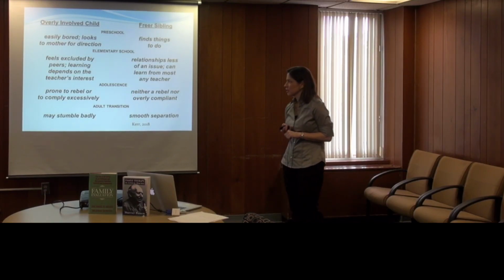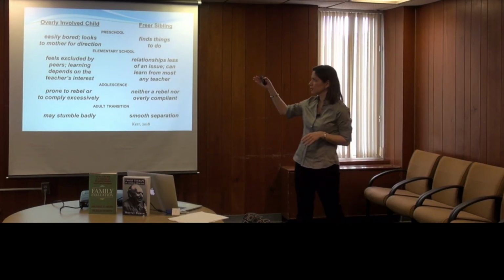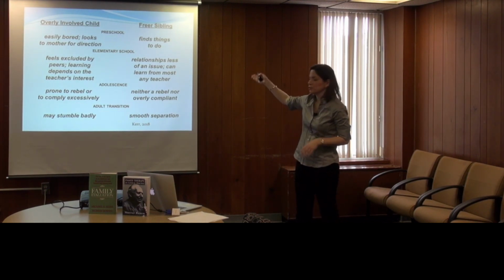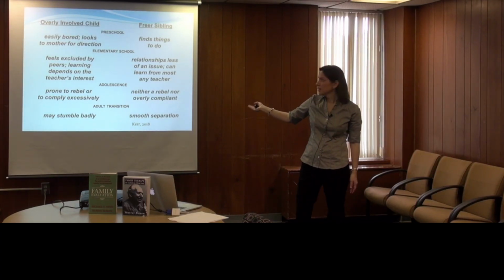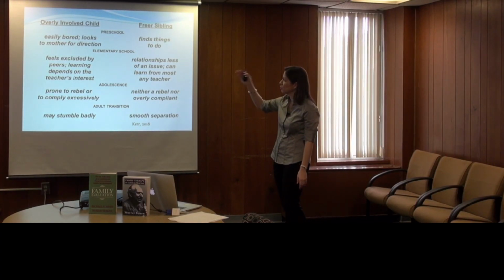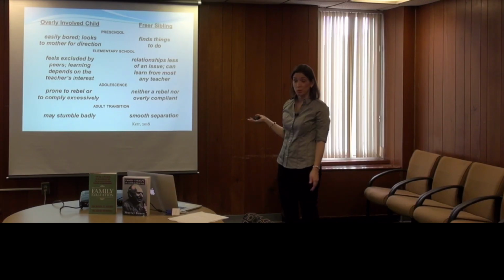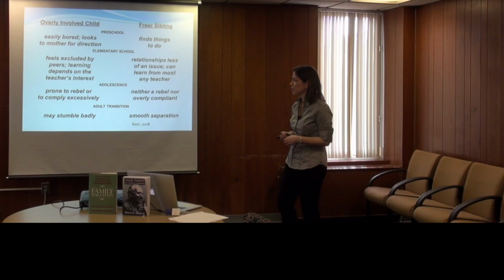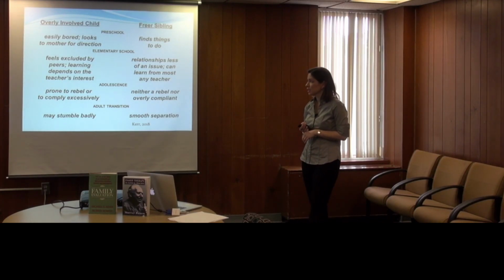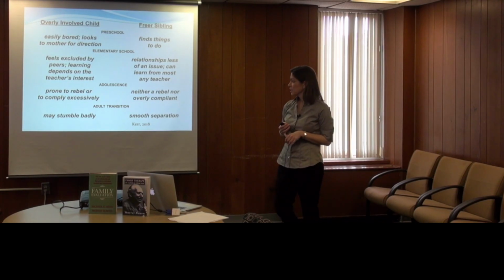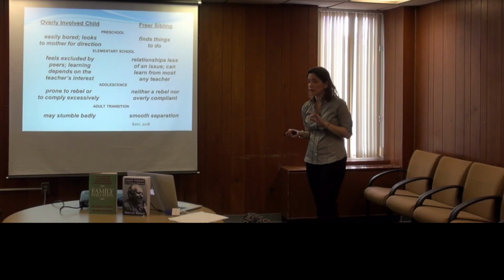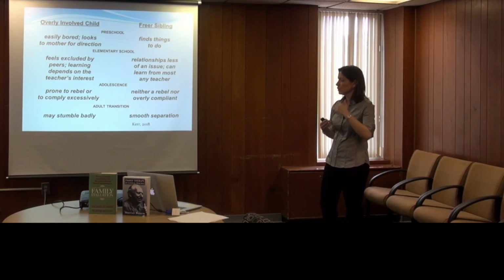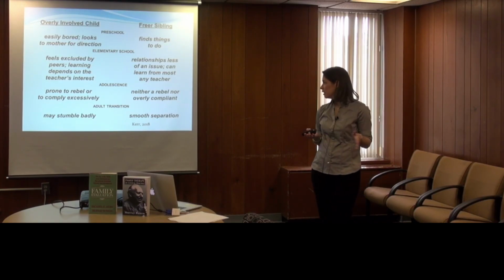So what does this child look like? When we talk about the overly involved child, this might be the child that's projected on, versus the child who maybe is not as projected on growing up. The overly involved child would be easily bored in school, possibly looks for his mother for direction, and might feel excluded by peers. Learning depends on the teacher's interest, prone to rebel or comply excessively, so either side of the spectrum, and may stumble with transitions to adulthood.